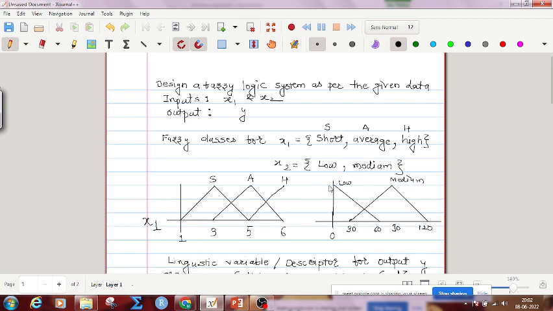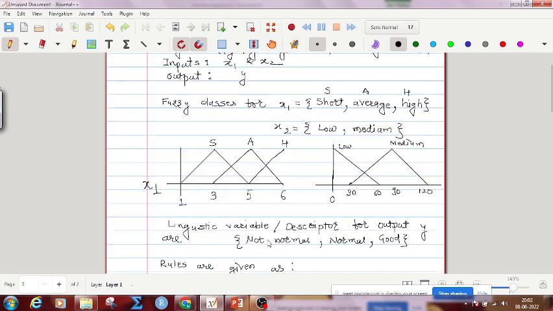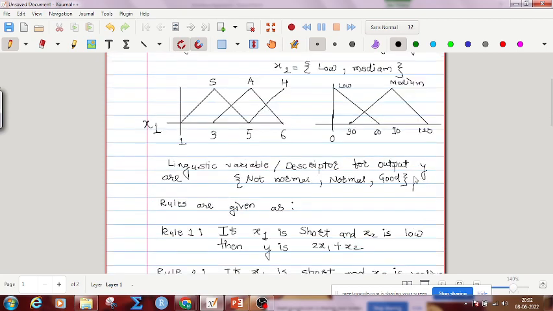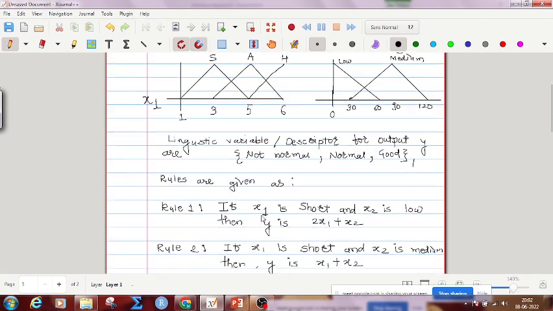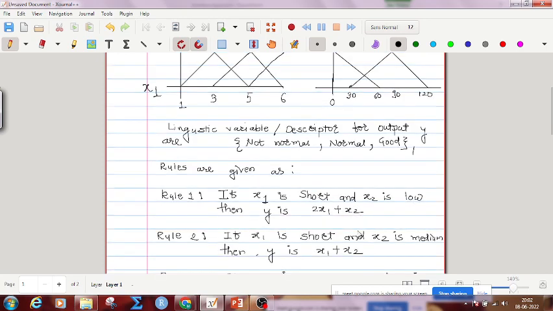Okay, so now what are the linguistic variables for y? Now maybe your question is, if I am solving a problem for Sugeno, whether the classes for y should also be mentioned? Yes, it should be mentioned. So the linguistic variables for y are not normal, normal and good. These are the 3 descriptors for y also given. So see, what are the rules? The rules are, if x1 is short and x2 is low, then y is 2x1 plus x2. Similarly, other rules are defined here.